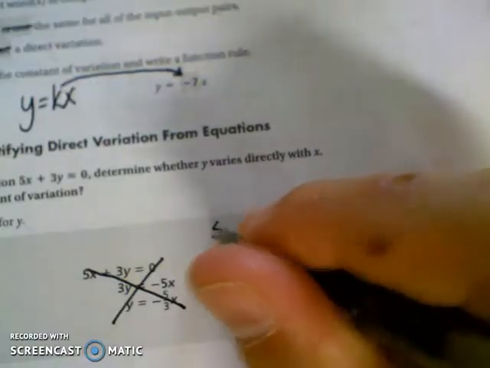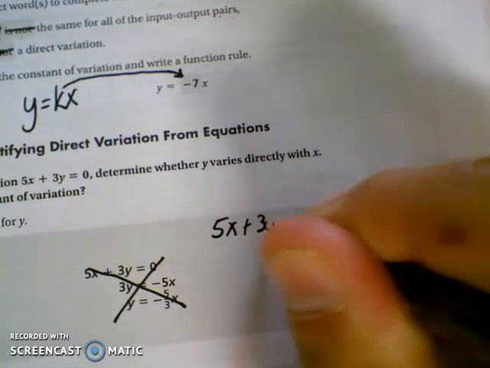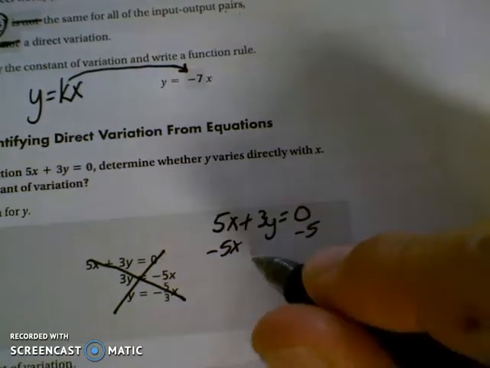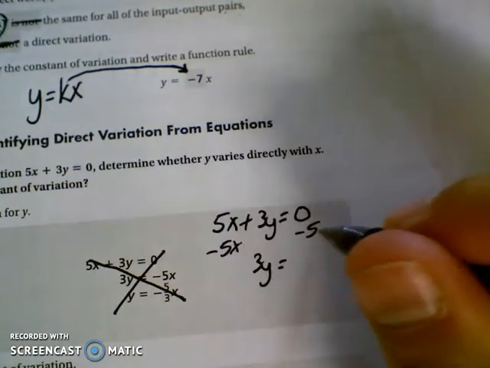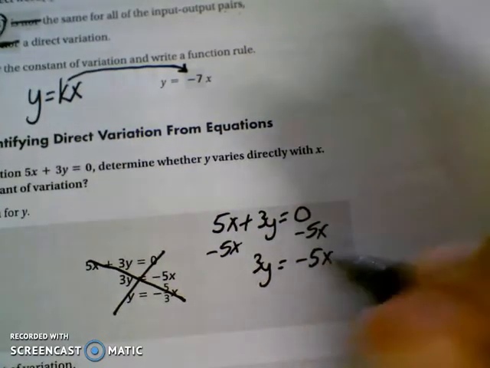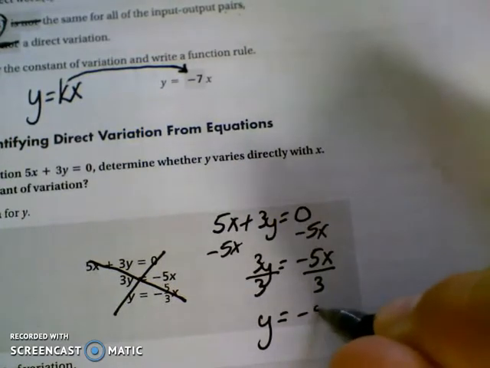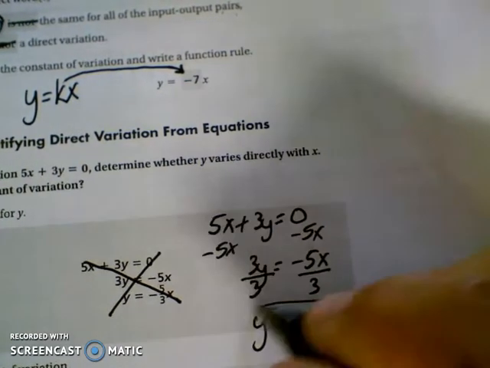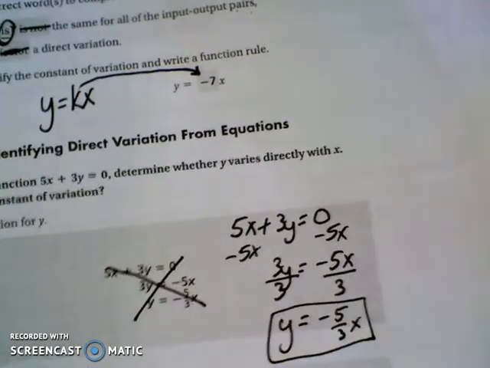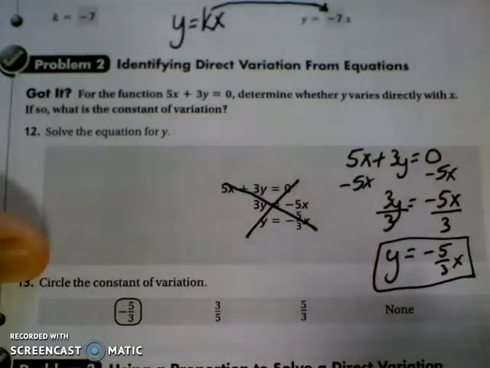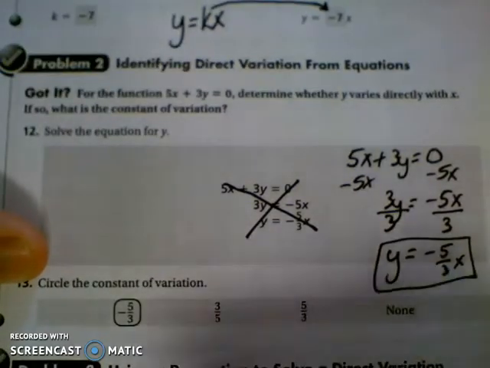So we have 5x plus 3y equals 0. Get all the x's in this side first by subtracting 5x. You have 3y equals minus 5x. Divided by 3, y equals negative 5/3 x. So we solve for y. Now you circle the constant. The constant is the k right there. So it's negative 5/3. It's the only one that makes sense.